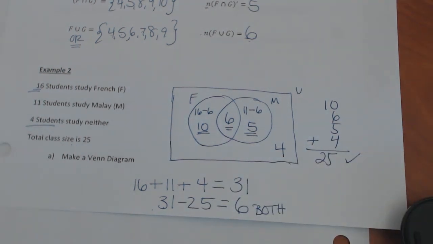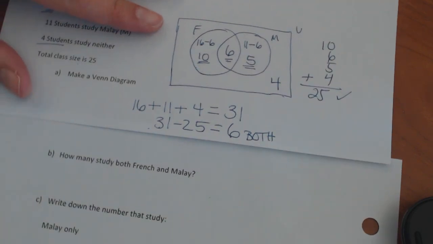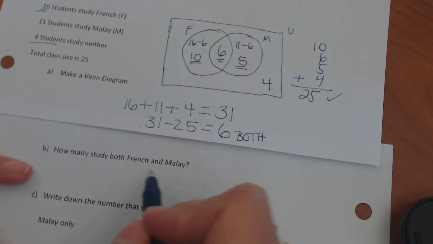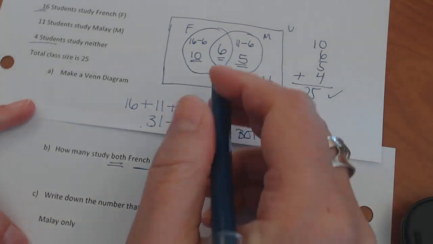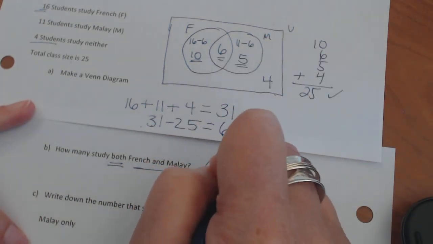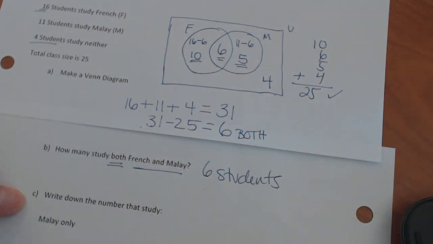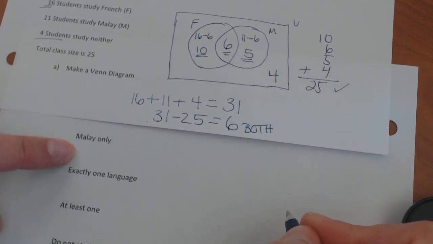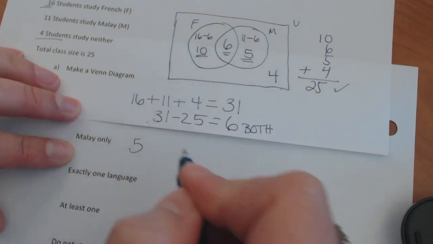Okay, let's use our Venn diagram. Flip your paper over, and we're going to have these questions. I actually got 2 papers here so that we can use the Venn diagram. Okay, part B, how many students study both French and Malay? Oh, perfect, we have that. That's where they intersect, which is at 6, so 6 students. Nice, okay. Part C, write down the number that study Malay only. So we're going to go to the Malay circle. Malay only is 5, so 5.